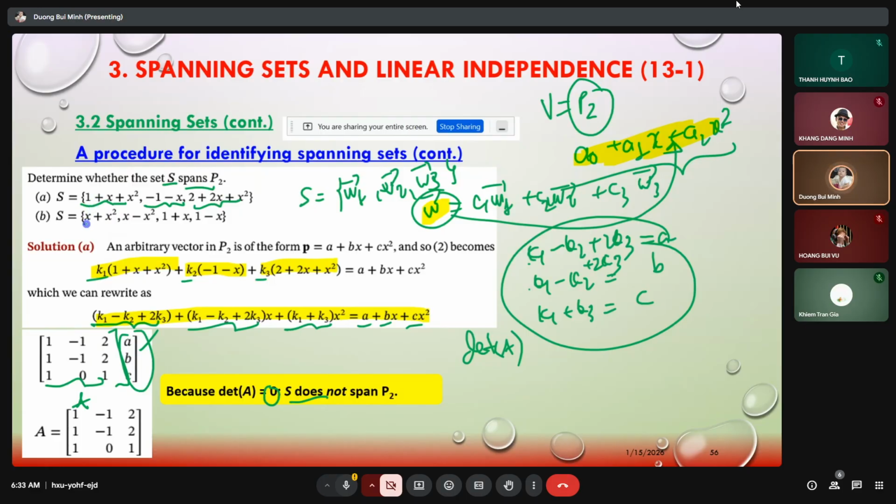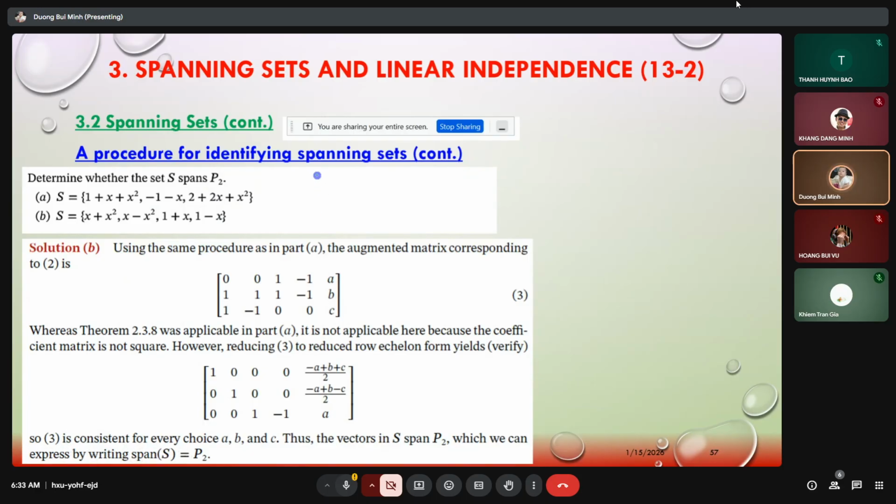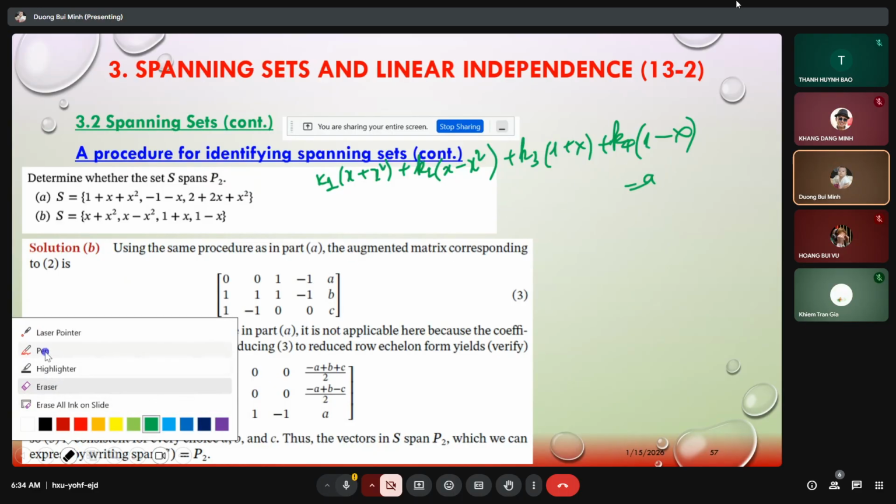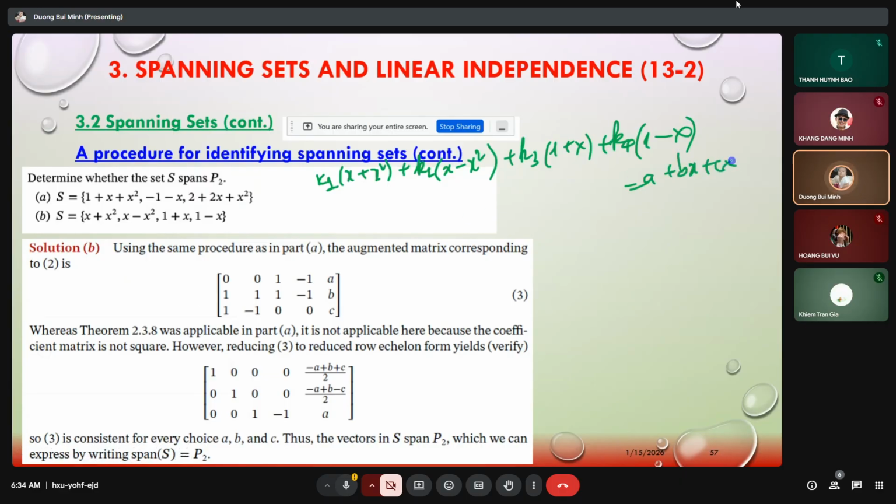For example, this one is W1, this one is vector W2, vector W3, and this one is W4. Similarly, we have K1 times (x plus x squared) plus K2 times (x minus x squared) plus K3 times (1 plus x) plus K4 times (1 minus x) equals A plus B x plus C x squared.